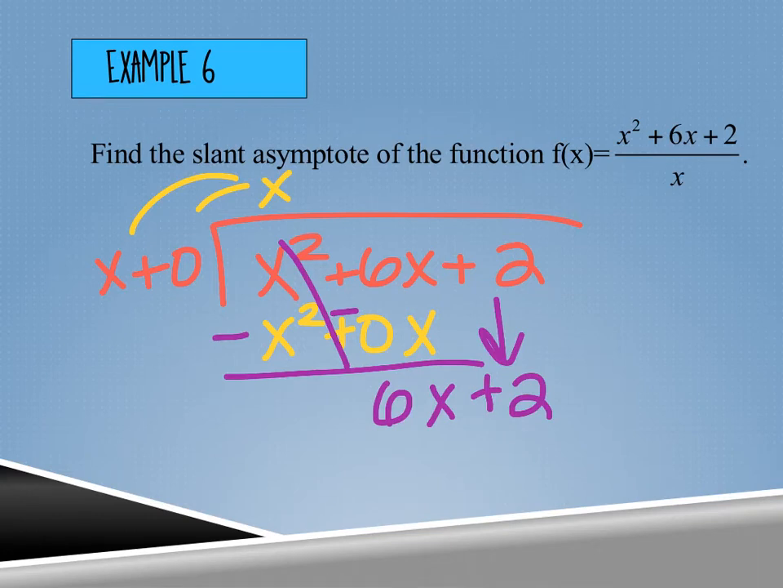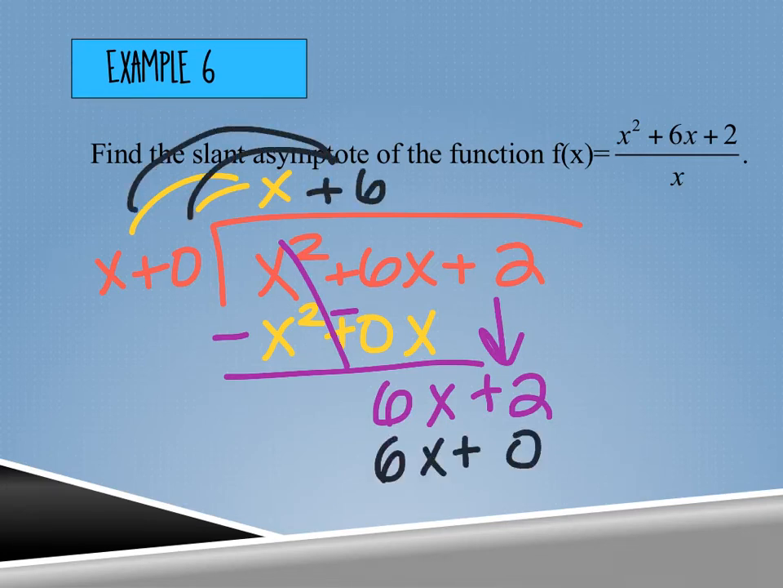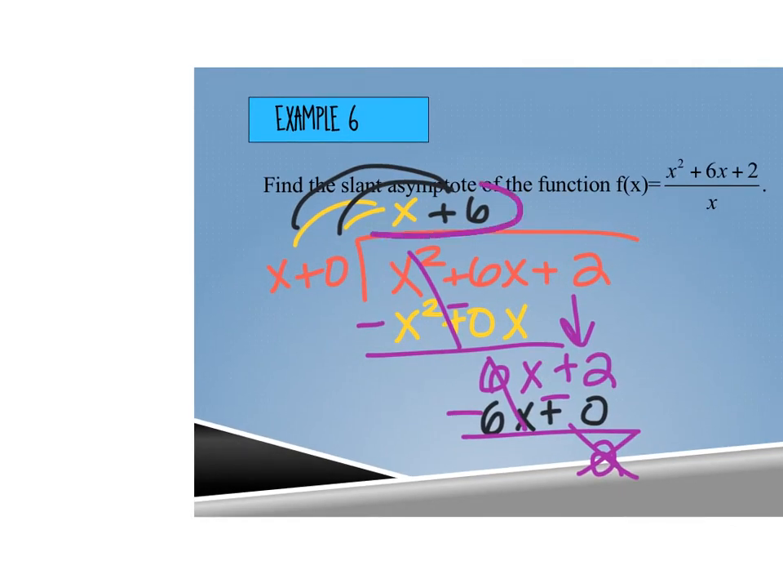What do I have to multiply x by to get 6x plus 2? 6. Multiply it by both. Change your signs. So I totally ignore the remainder. I don't need it, okay? The slant asymptote comes from setting my quotient equal to y. So I have a slant asymptote at y equals x plus 6, which is a line that would start at the y-axis at 6 and then have a slope of 1.